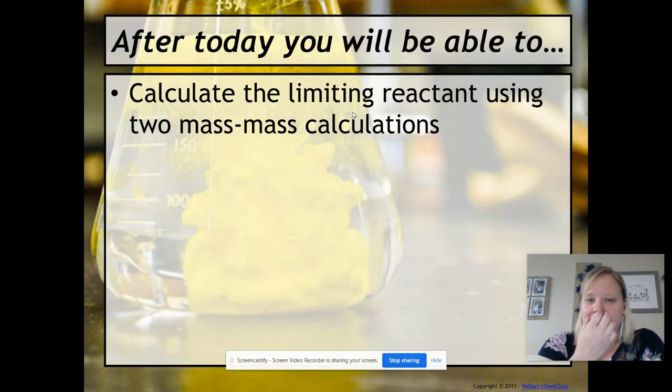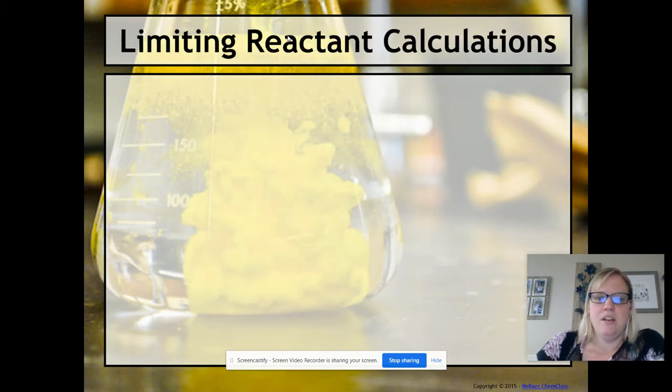Okay, so after today, you will hopefully be able to calculate the limiting reactant using two mass-to-mass calculations. And I say two, you're going to need to use two calculations for each of these problems. Be prepared to do some math. These ones require a little bit more math than the other problems. All right, so let's talk about this.